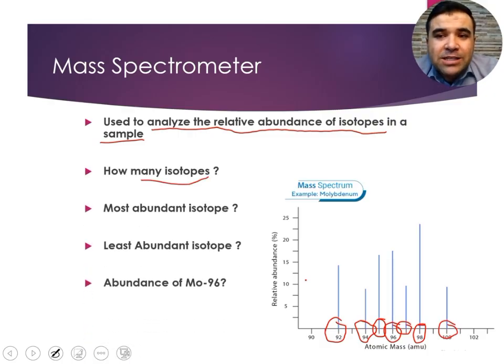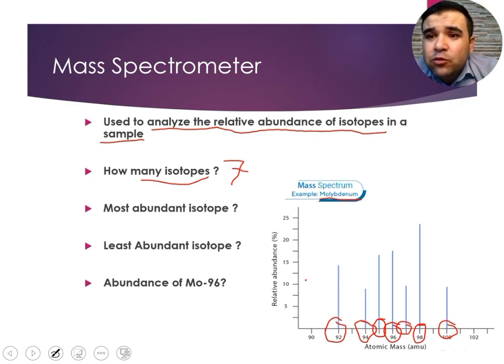How many isotopes exist? Guys, for answering such questions, we should know how many lines exist in the graph. There should be the same number of isotopes. So as you can see, how many lines are there? 7 lines. 7 isotopes exist in molybdenum. This is the spectrum of molybdenum.